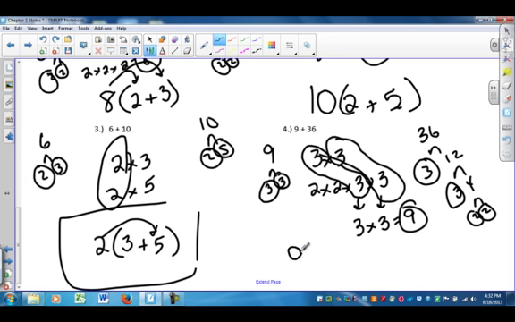Okay? So my GCF always goes outside the parentheses. 9 times what would give me 9? 9 times 1. Okay? And then 9 times what would give me 36? 9 times 4. Okay? And you can check it. Just use the distributive property. 9 times 1 would be 9. 9 times 4 would be 36.